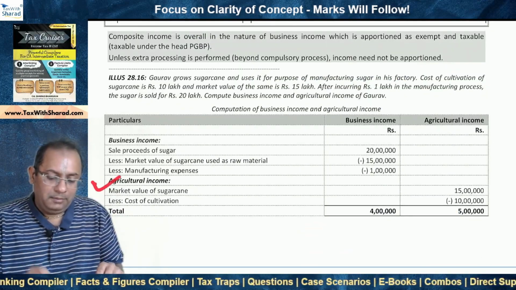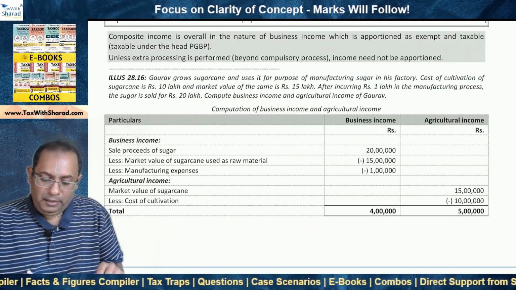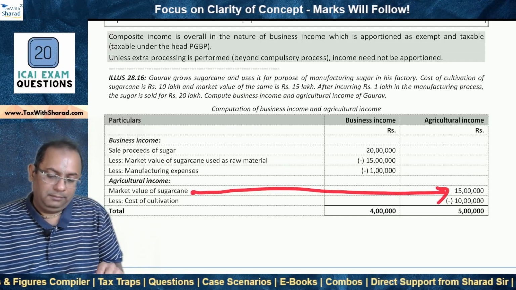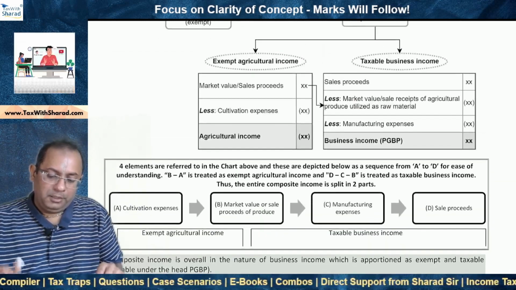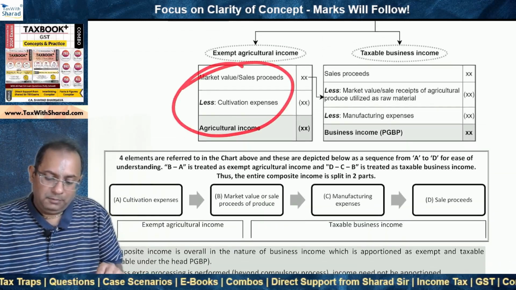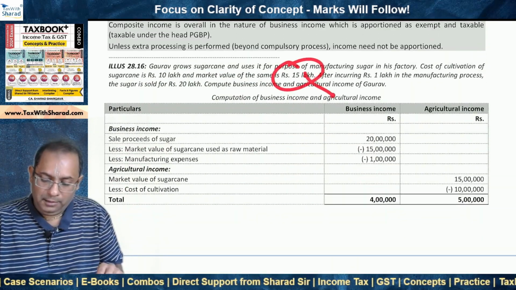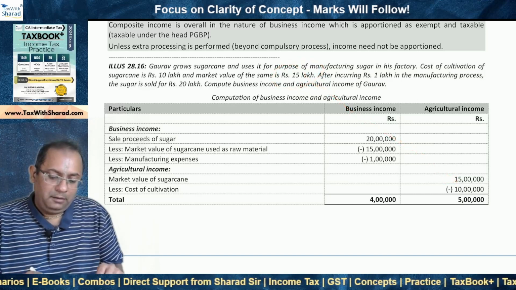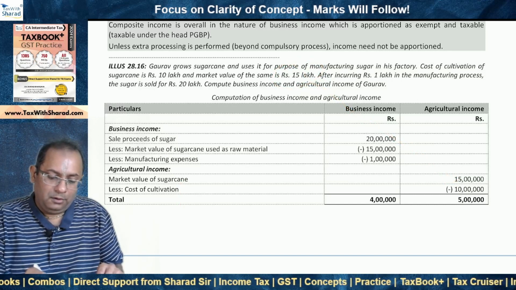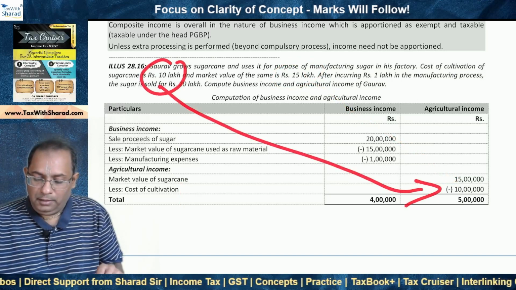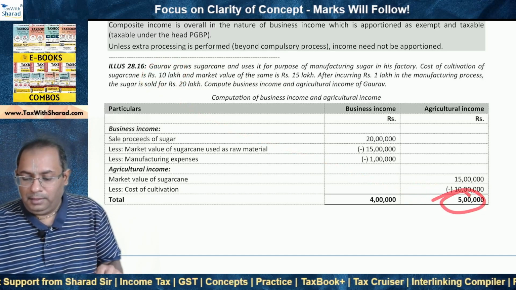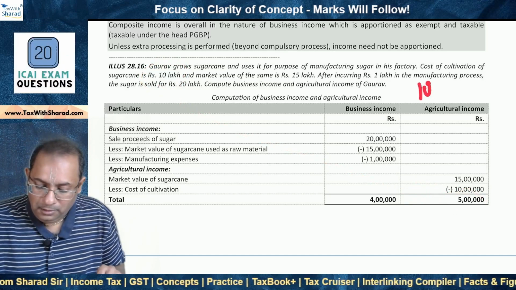So agricultural income is what? First, what we take is the market value of sugarcane. Okay. So it is market value minus cultivation expenses. So we take market value of sugarcane and it is given 15 lakh. So we take 15 lakh. From that, we deduct the cost of cultivation. Cost of cultivation is 10 lakh. So we deduct 10 lakh and 5 lakh is what we get as agricultural income. This is exempt under section 10(1).